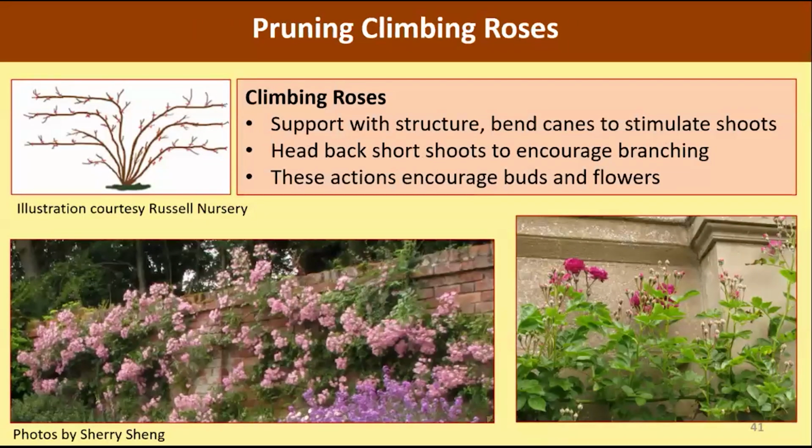But for our climbing roses, we should keep the canes at a 45-degree or greater angle, and they really should be supported with a wall or a structure. By bending the cane, we stimulate shoot development, and then we should head back these shoots, and that will encourage more branching and more flowers.